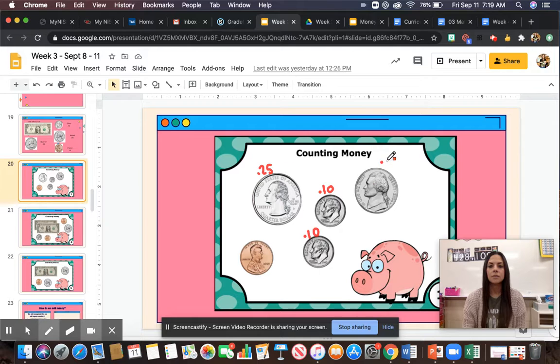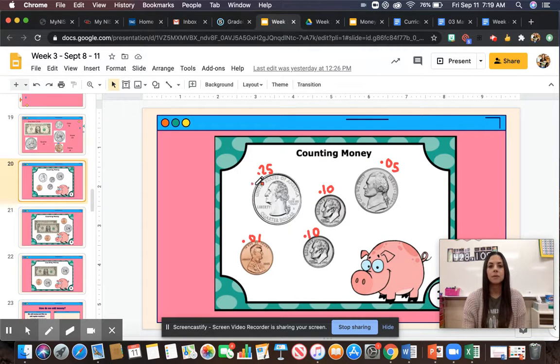My nickel is worth 5 cents, but watch, I'm not going to write 0.5, I'm going to write 0.05. If I wrote 0.5, that would mean it was 50 cents. So we need to make sure that we put the decimal point and a 0 goes in that place, and then the 5 is at the end. And the same with a penny. It's not 0.1 because if it was 0.1, it would equal the same amount as a dime. It's 0.01. Now I'm going to be able to count my money.